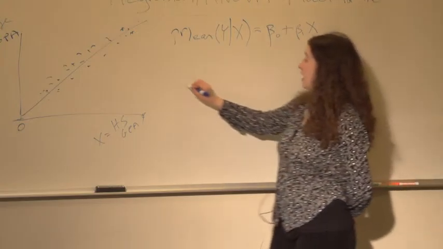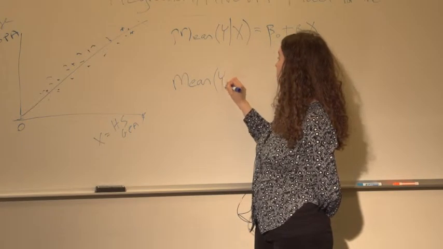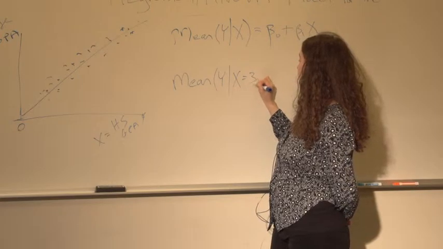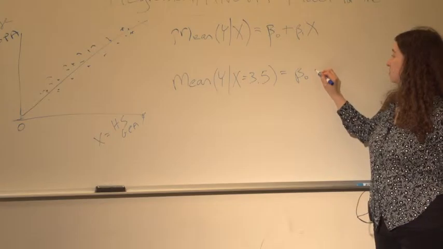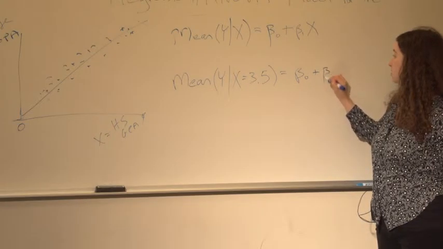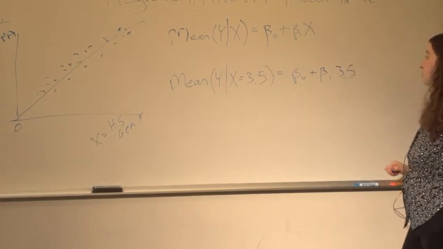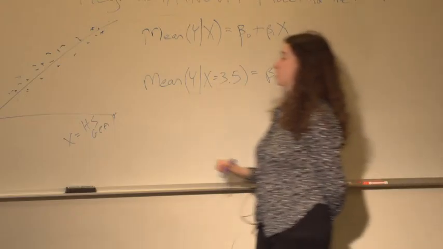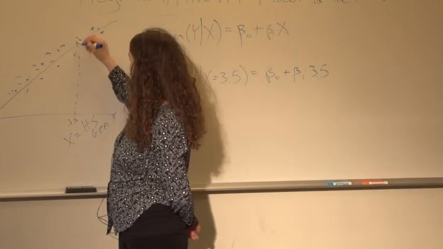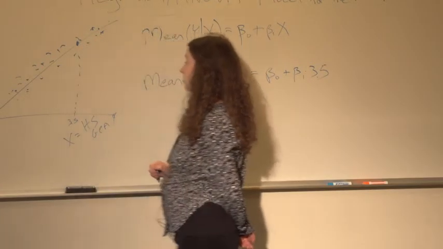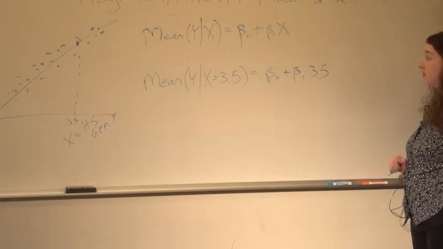So now, if I have this equation, mean of y, given that x is equal to a certain value, I'm just going to plug it in. Beta 0 plus beta 1 times 3.5, right? In other words, here's 3.5. Put it over here. Here's my prediction for the college GPA of someone who has a high school GPA of 3.5.